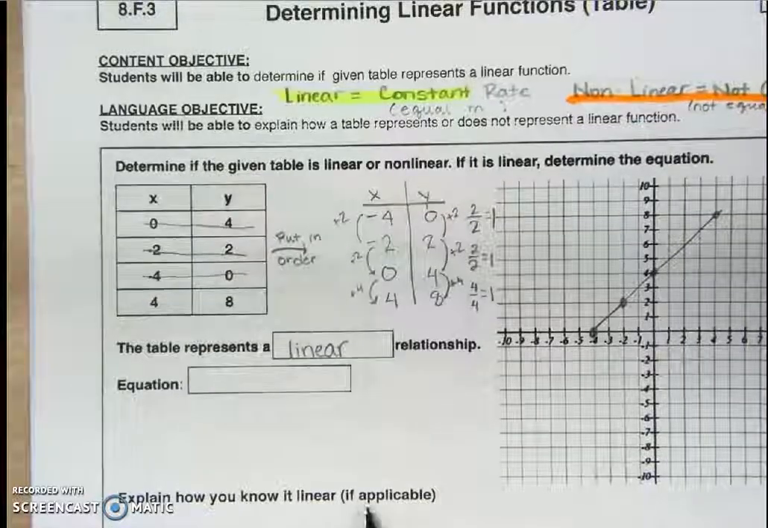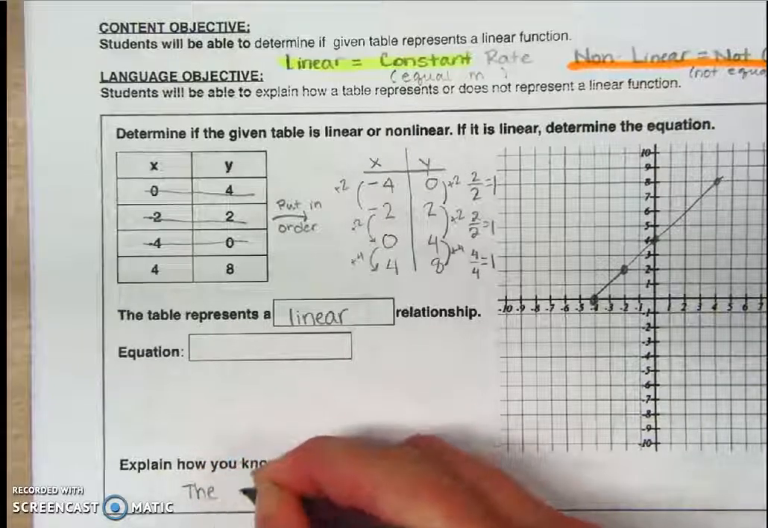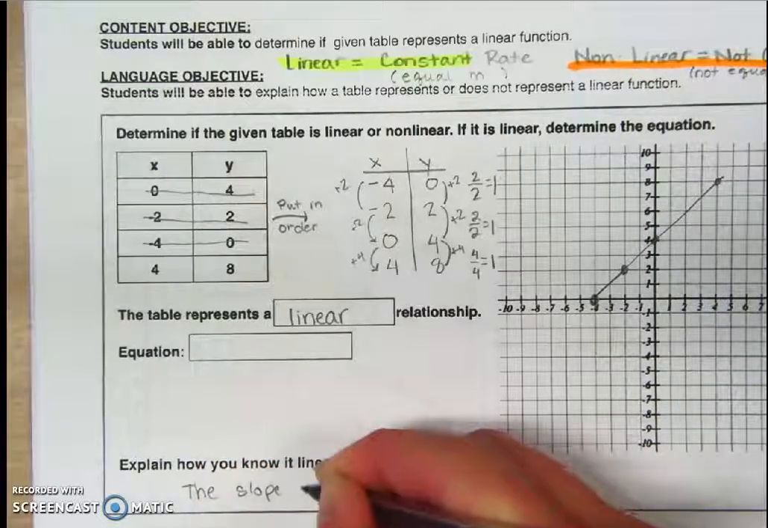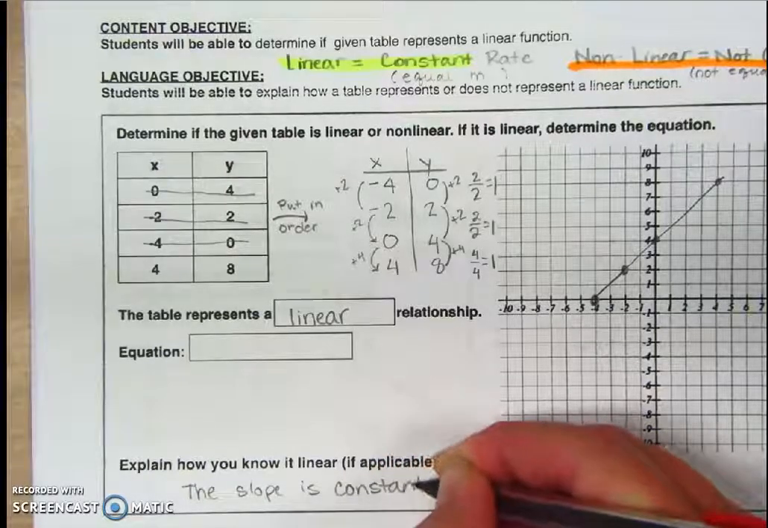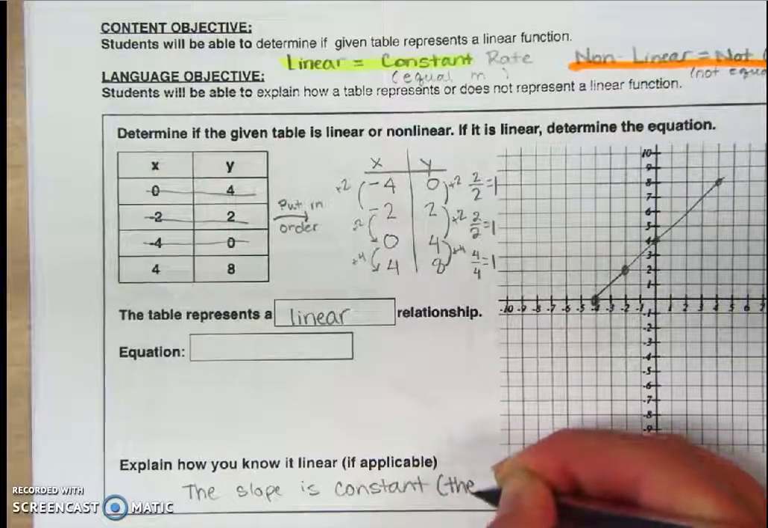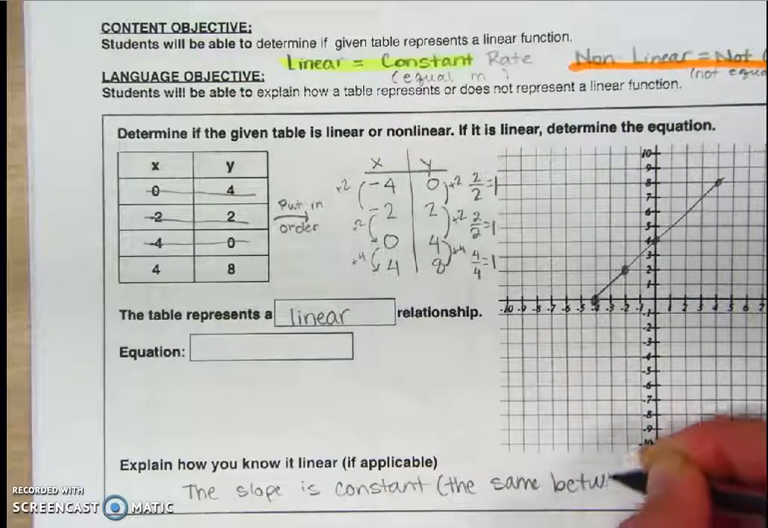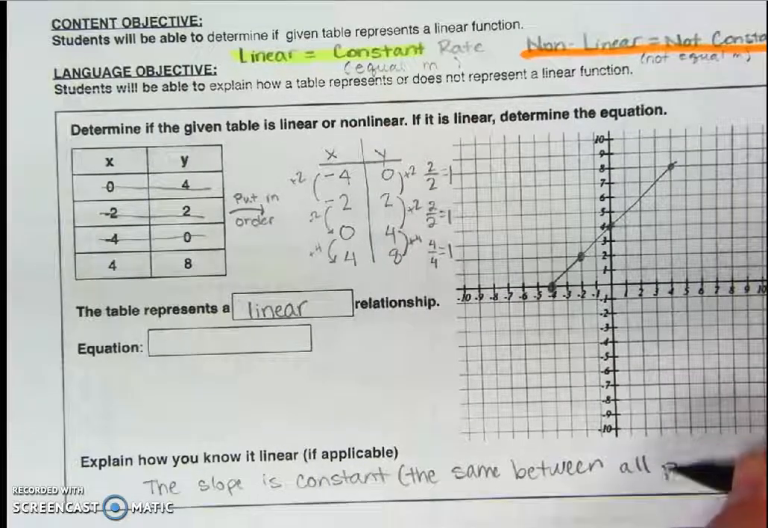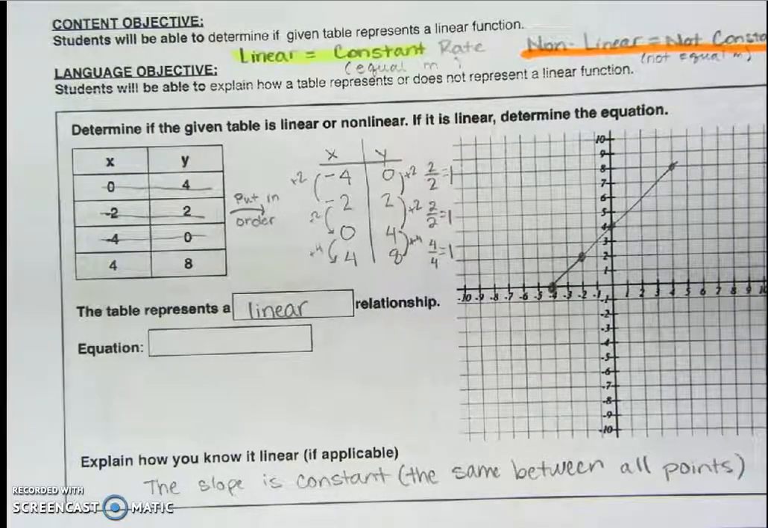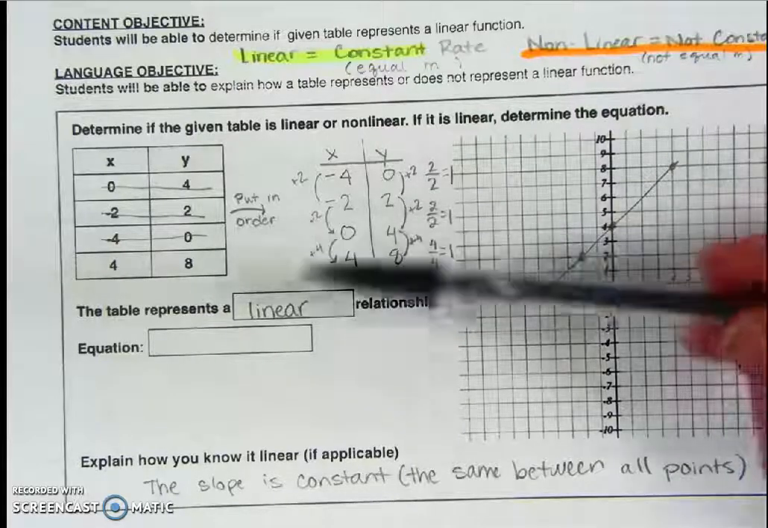So explain how you know it is linear. The slope is constant. The slope is constant. In other words, the same between all points. So unfortunately that means you do have to check all the points, but at least it's a pretty easy check. It's just change in y over change in x.